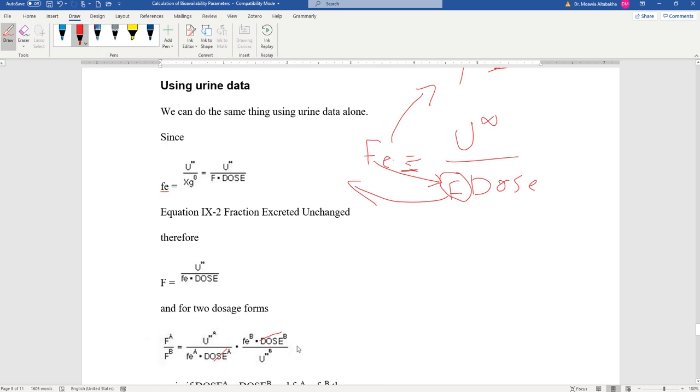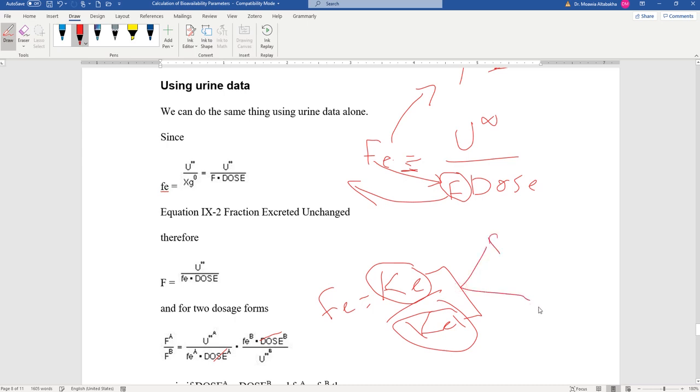Okay, the other thing. FE, whether it's A or B, there's also the other equation for FE, which is KE divided by KL. This one, KE and KL, are related to two things. What are they? The patient or subject and the drug I am using.